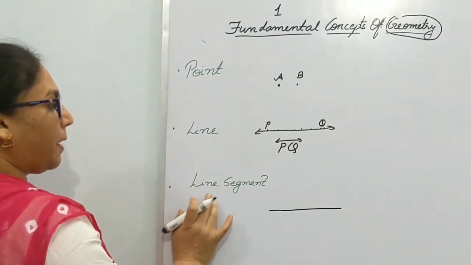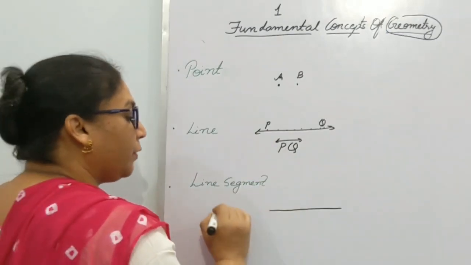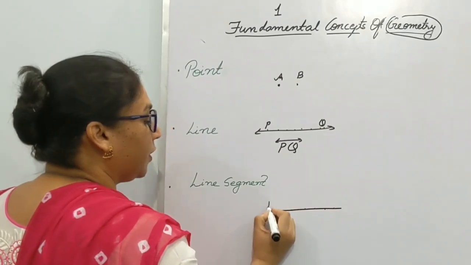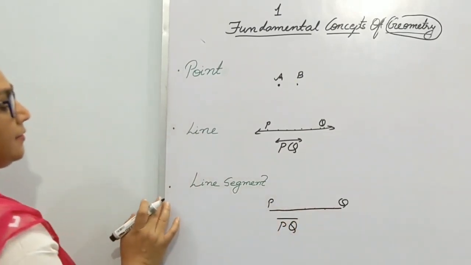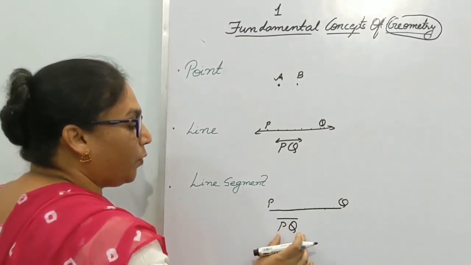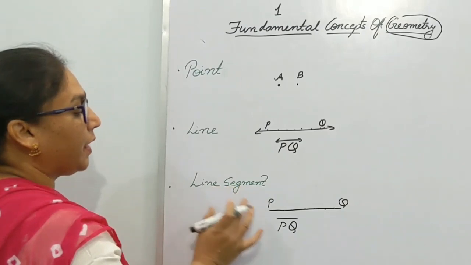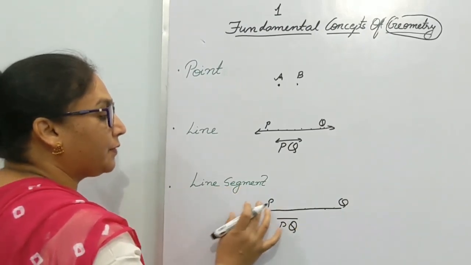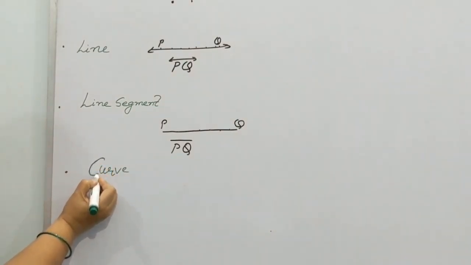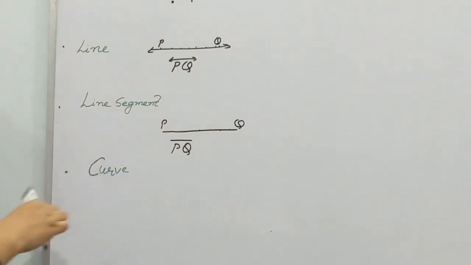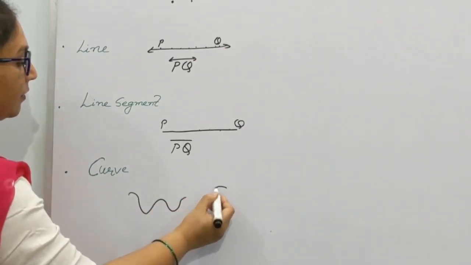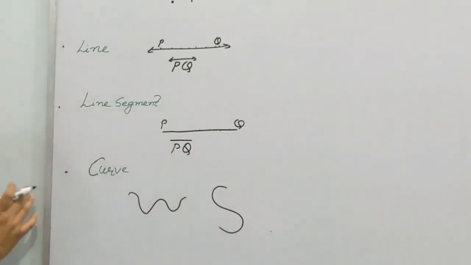Line segment is a part of line, and even on it there are countless points, but it has 2 endpoints, P, Q. Hence, a line segment is represented by P, Q, where P and Q are the endpoints. Therefore, a line segment has 2 endpoints, a fixed length. The next is curve. Curve means a line which is not straight, so simple. So I can show some curve here. You can see this is one curve. This is the next type of curve.